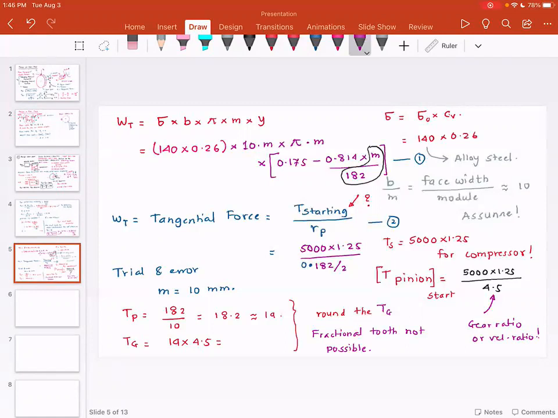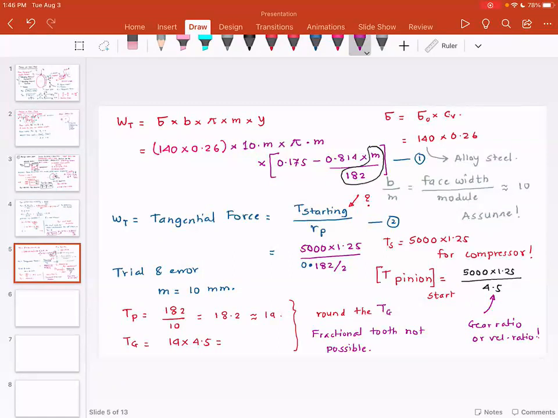The next natural thing to proceed is to check the gear for dynamic load. Make sure that the dynamic load is less than the static load. Then you have to look at the wear criteria. Make sure the dynamic load is less than the wear load.